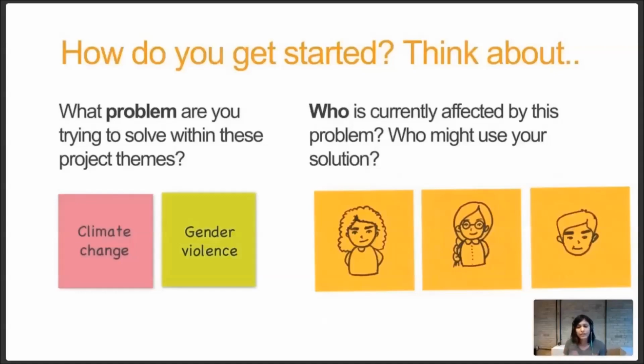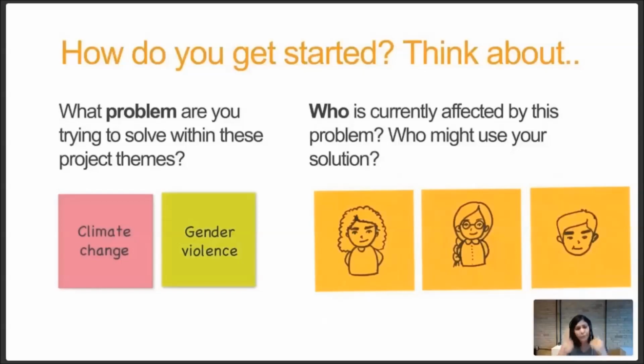So I know you guys have the two themes for this particular hackathon: climate change and gender-based violence, right? So you think about what problem you're trying to solve within these project themes. You think about specifically what problems you want to start tackling, some issues or anything interesting, honestly. It doesn't have to be a problem. It can be just a little portion of that theme. And then you want to also start thinking about who is affected by that problem or who is involved in that particular situation, and who potentially, if you come up with a solution to that problem, will use your solution? Who are those people?